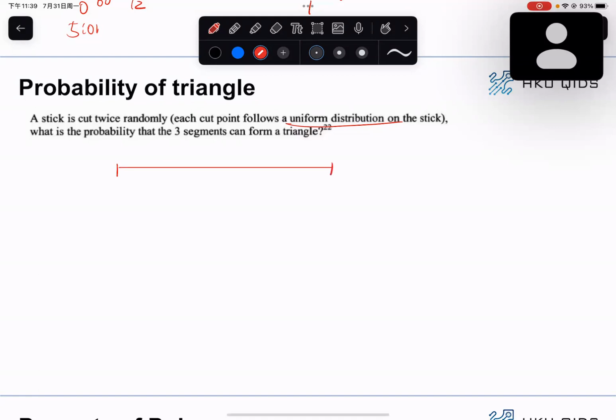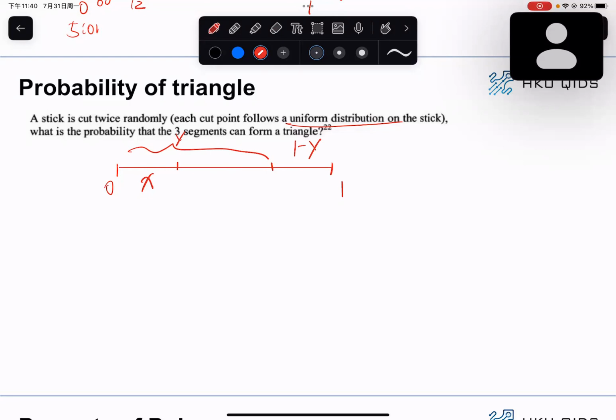Again, since it's a uniform distribution, I first define a line which has length 1, right? Unit 1. And this is going to be cut twice. So I just call the first cut point X, and let's call the second one Y. And then this middle part is Y minus X, right? Because they are going to form a triangle, and we know for a triangle, the sum of any two sides should be larger than the remaining side, right?